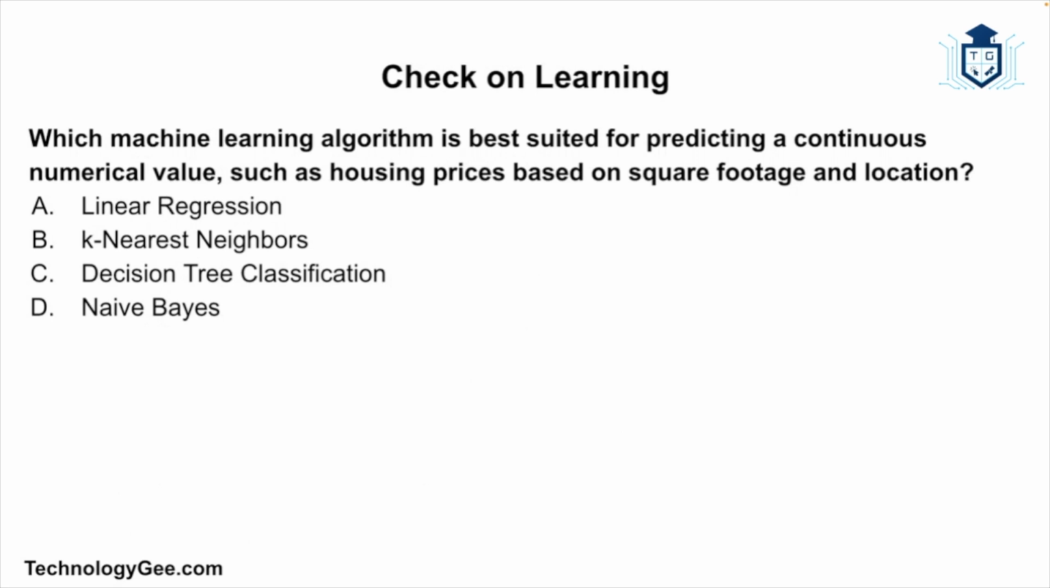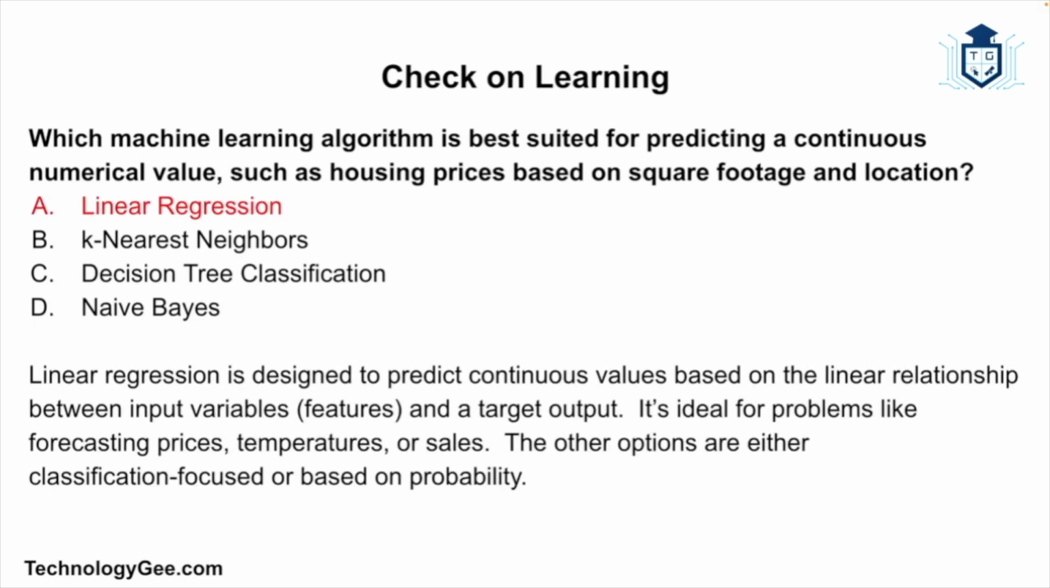So our first question is, which machine learning algorithm is best suited for predicting a continuous numerical value, such as housing prices based on square footage and location? Would this be linear regression, k-nearest neighbors, decision tree classification, or naive Bayes? And the correct answer is this will be linear regression.